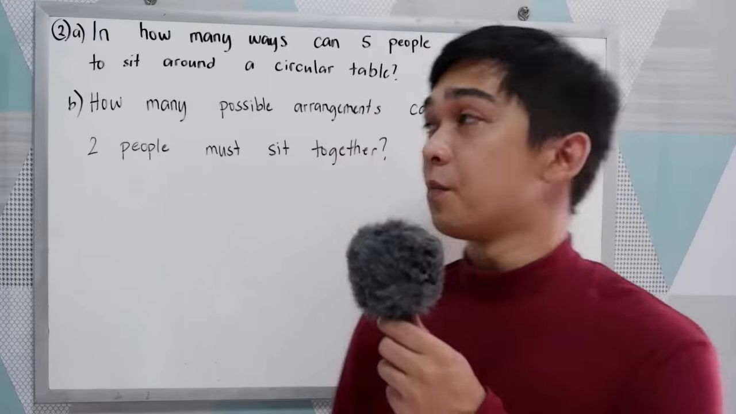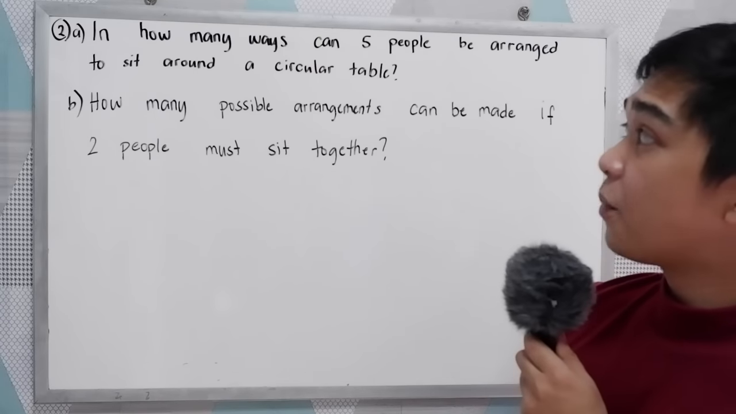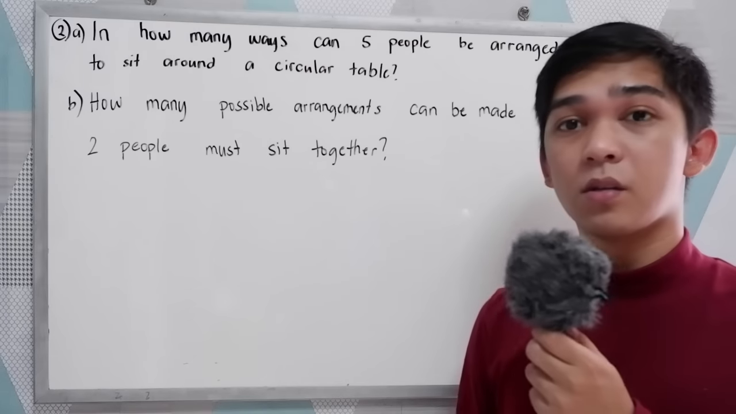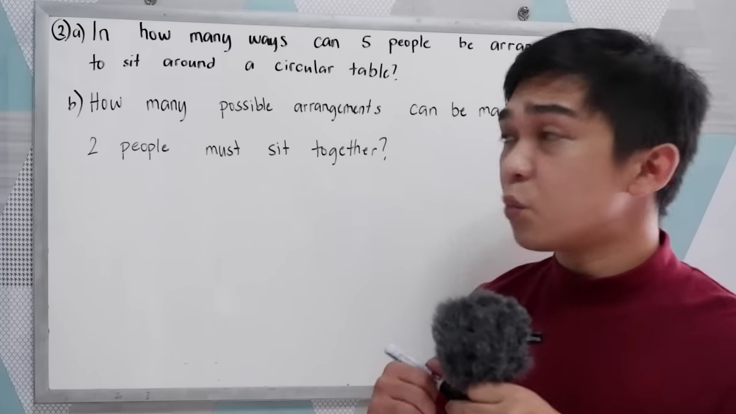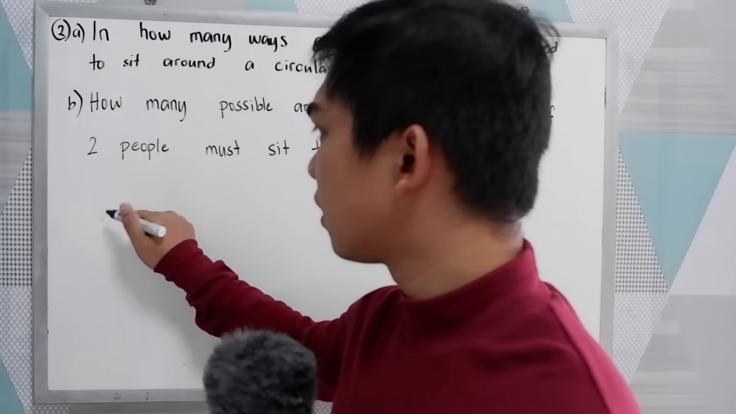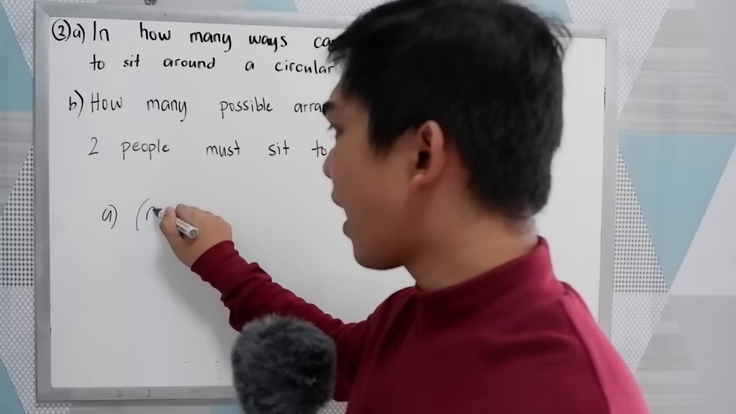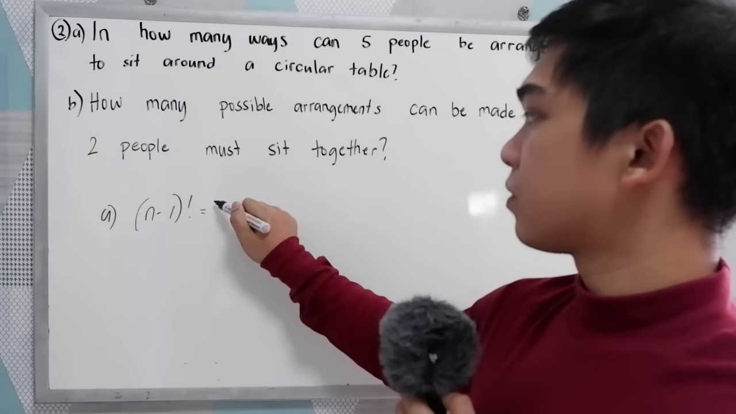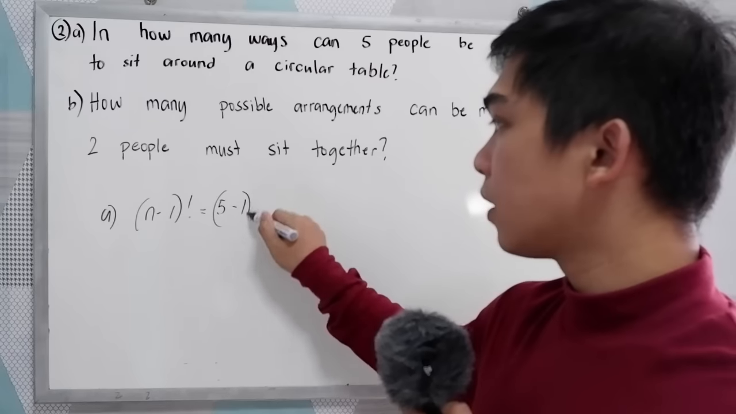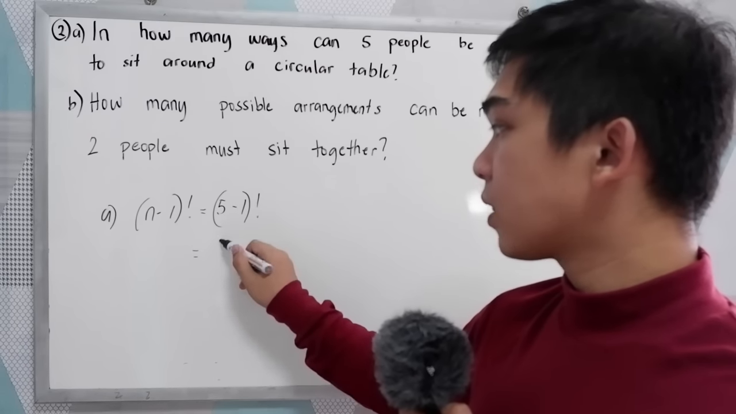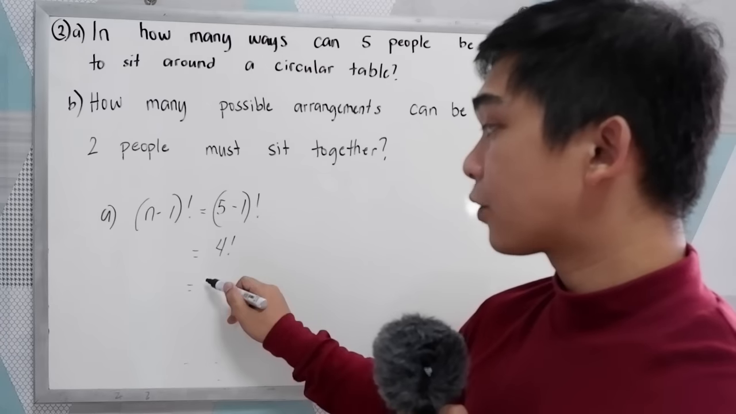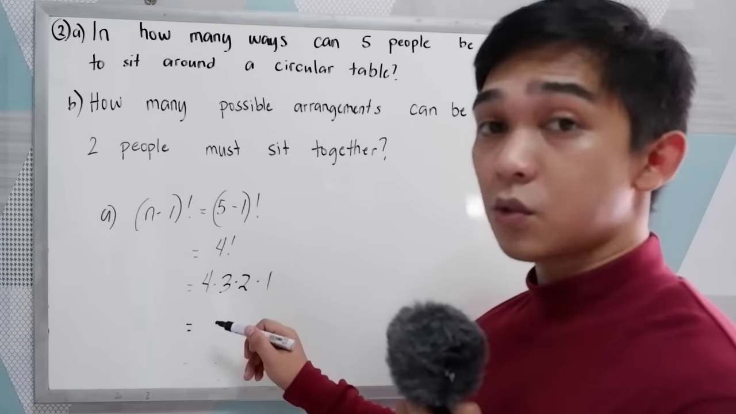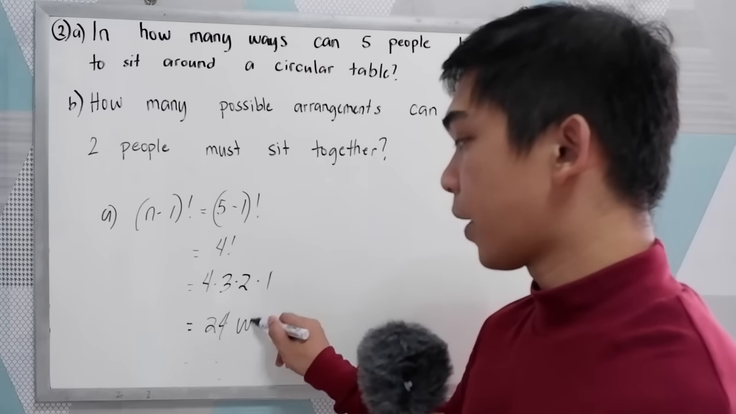Now our second example. Letter A, in how many ways can 5 people be arranged to sit around a circular table? Just like in our example number 1, that is simply n minus 1 factorial. In this case, our n is 5, so we need 5 minus 1 factorial. And 5 minus 1 is 4 factorial, and 4 factorial is 4 times 3 times 2 times 1. 4 times 3 is 12, times 2 is 24 ways.